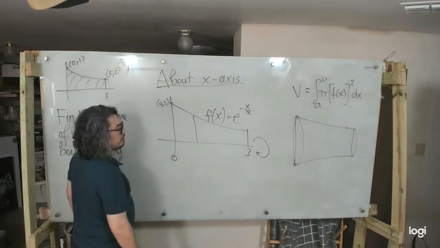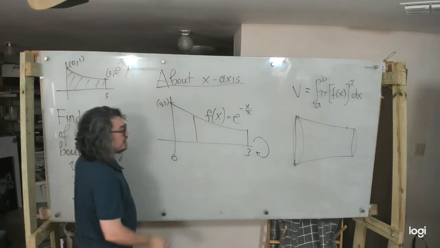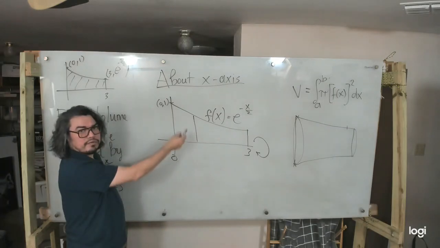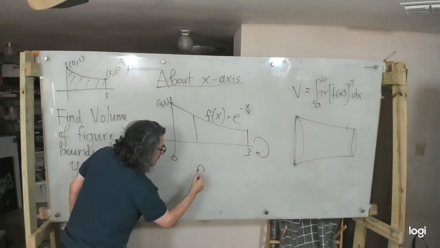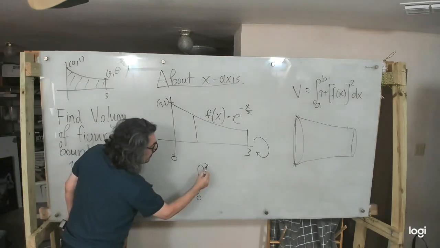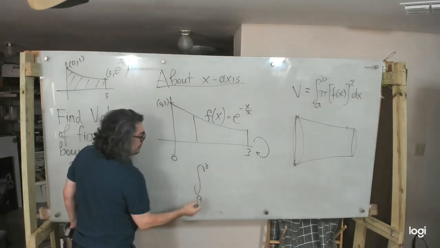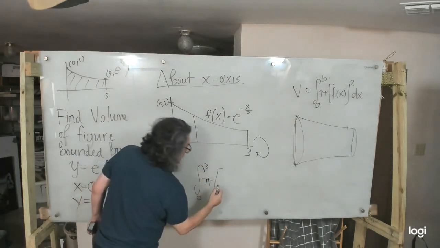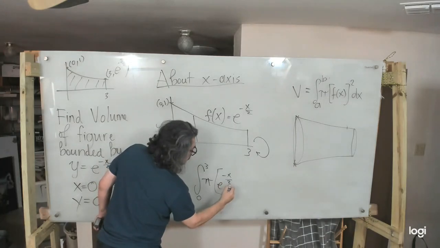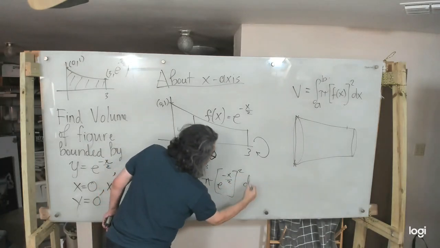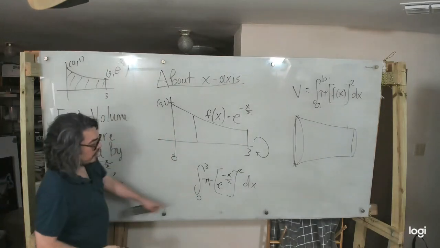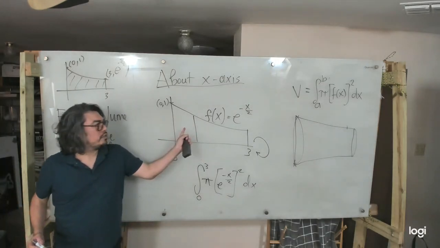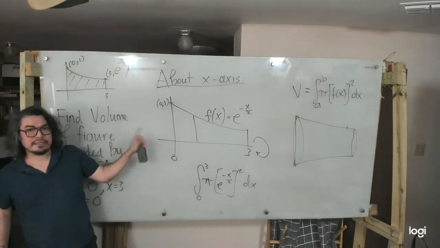Given that the function is the radius, and we don't have to think about that anymore in that sense, then we know that the integral will just be from 0 to 3 of pi times our f of x, which is e to the negative x over 2, squared, dx. That would be the integral that represents the volume of rotating this region about the x-axis.